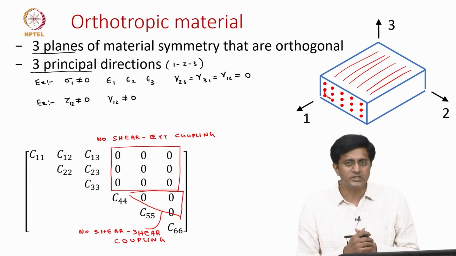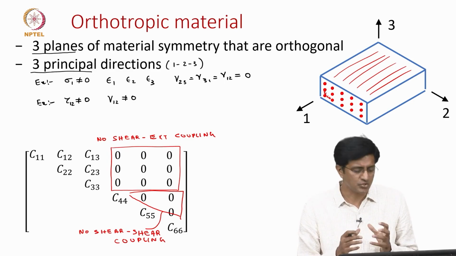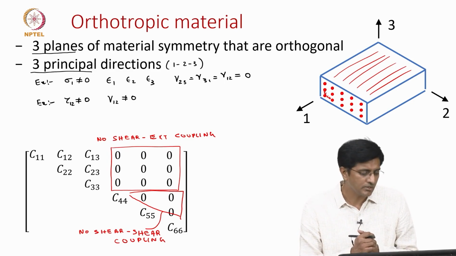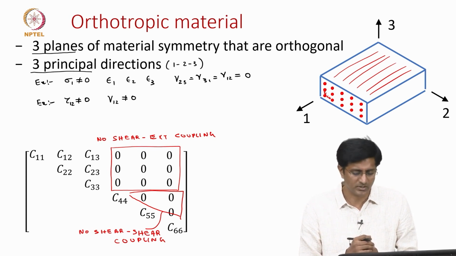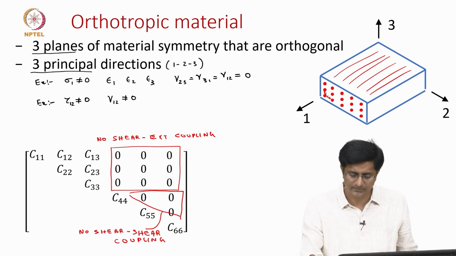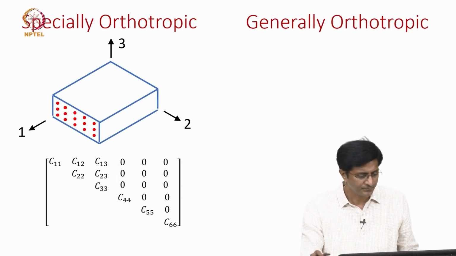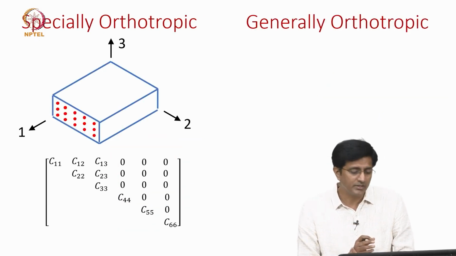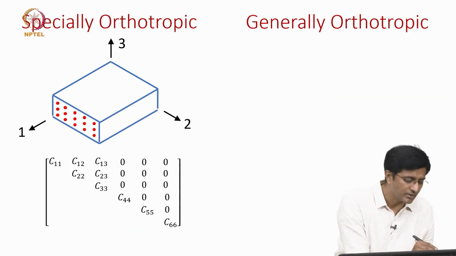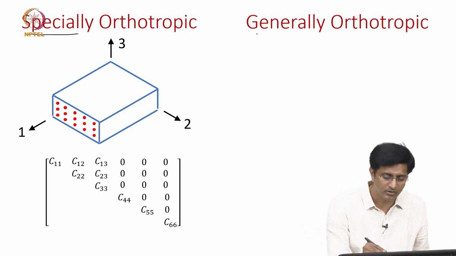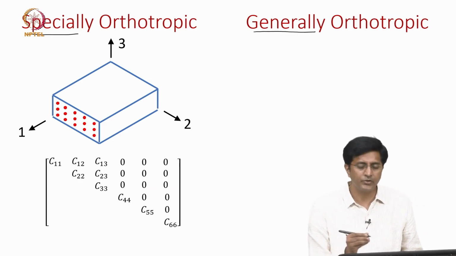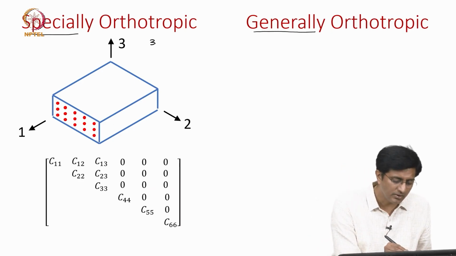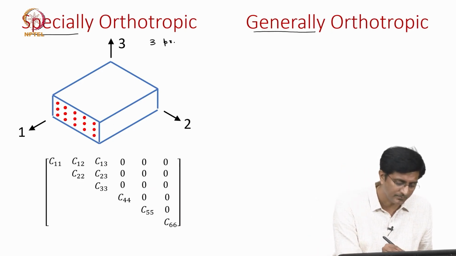So, orthotropic materials are of interest for us because most composites fall into this category, but we will see later that it can be further simplified under certain circumstances. Here I need to make a big distinction between what we call a specially orthotropic material versus a generally orthotropic material. Earlier you remember we said there are 3 principal directions.